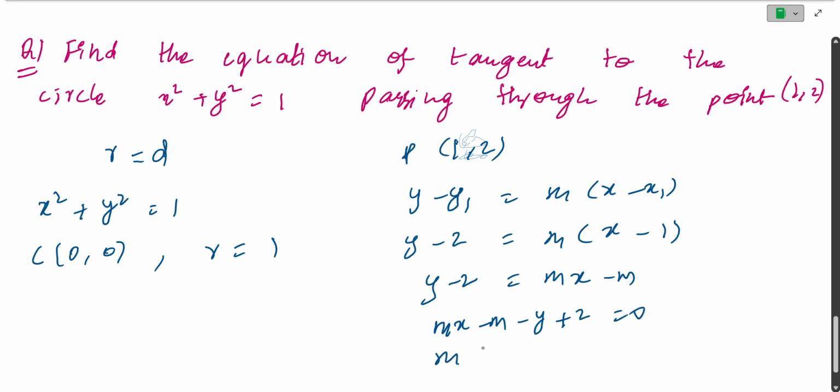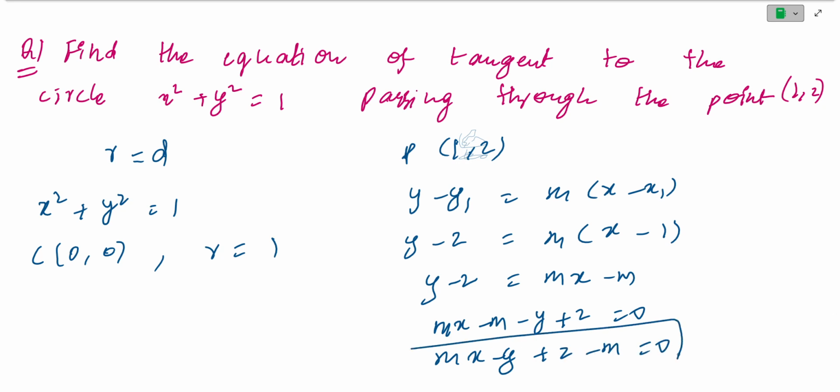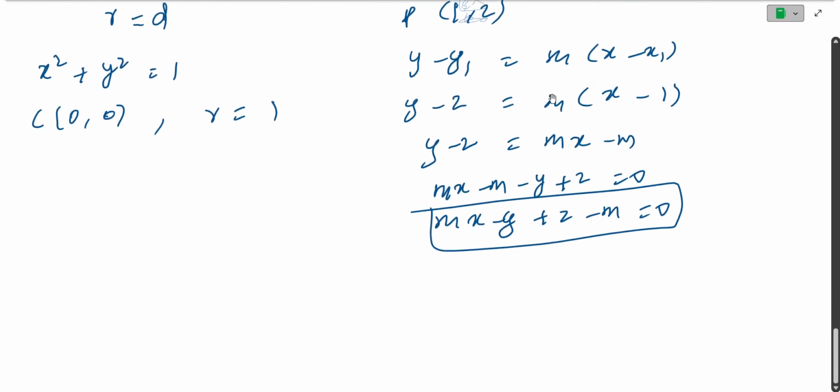So let me rewrite this: mx minus y plus 2 minus m is equal to 0. This is the equation of the straight line passing through 1 comma 2 and having slope m. I don't know the value of m here, so I'm going to apply the condition r is equal to d to find the m value. I know the value of r already, so I'm going to find the distance from the center of the circle to this straight line mx minus y plus 2 minus m is equal to 0.